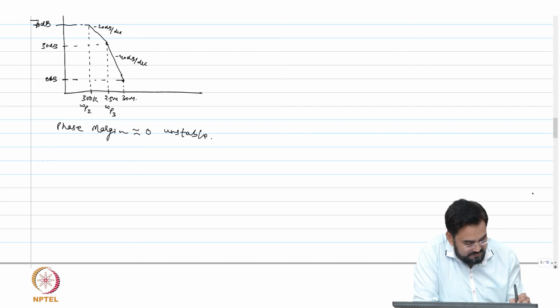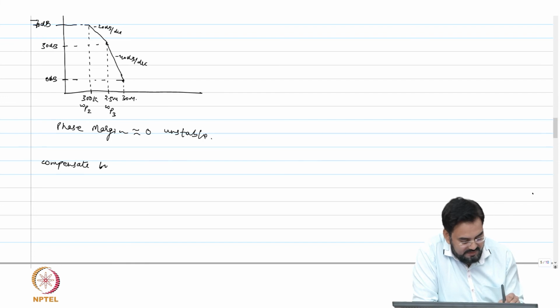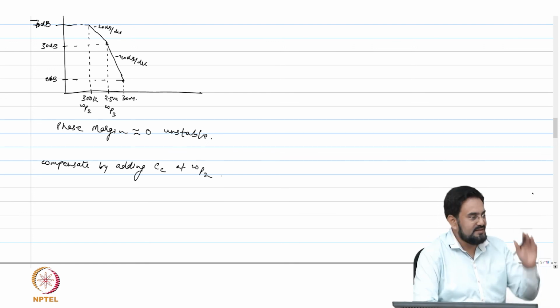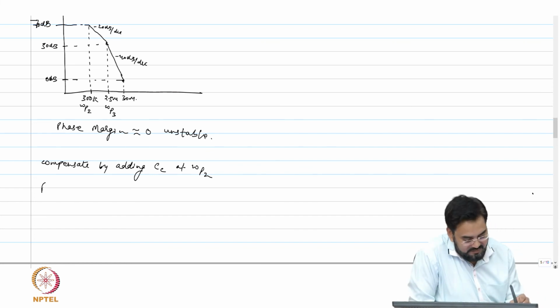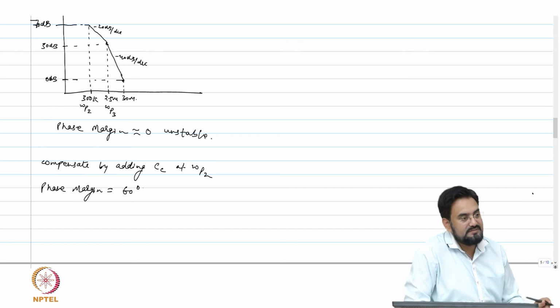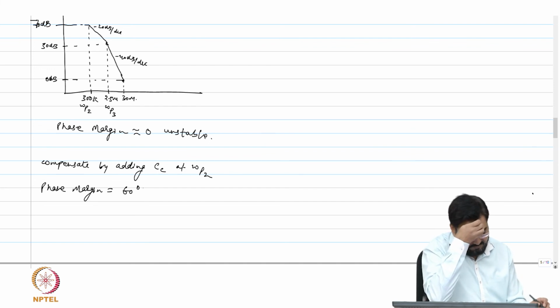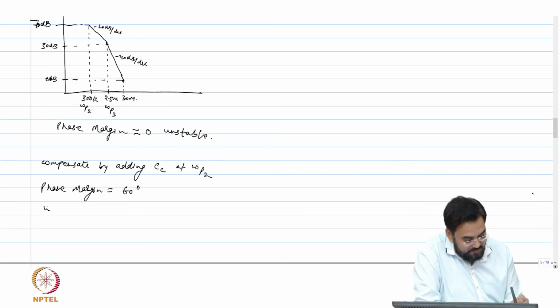Okay. So now compensate by adding CC at omega P2. So again consider 60 degree phase margin. So phase margin equal to 60 degrees. So what should be the pole frequency? So omega UGB should be how much?